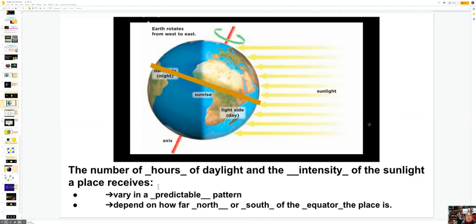So kids, the number of hours of daylight and the intensity of the sunlight that a place receives vary in predictable patterns, depending on how far north or south they are from the equator. And so we don't often think that the equator is very important, but kids, really, it is the basis of our determining weather and temperatures. Okay.